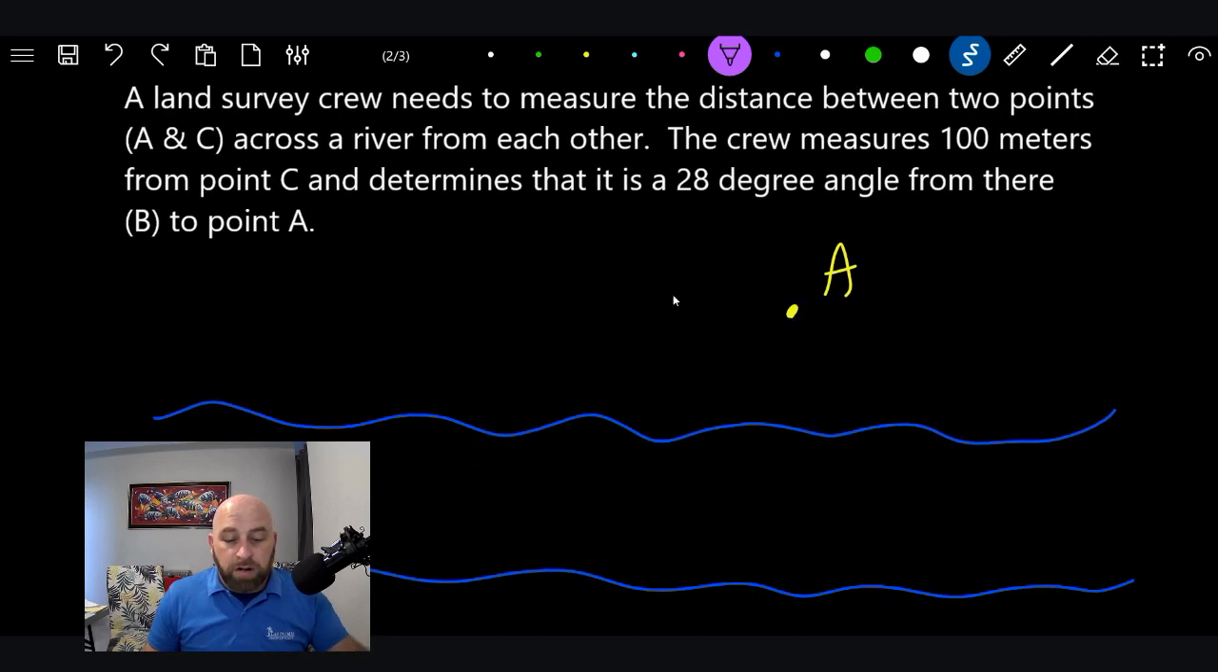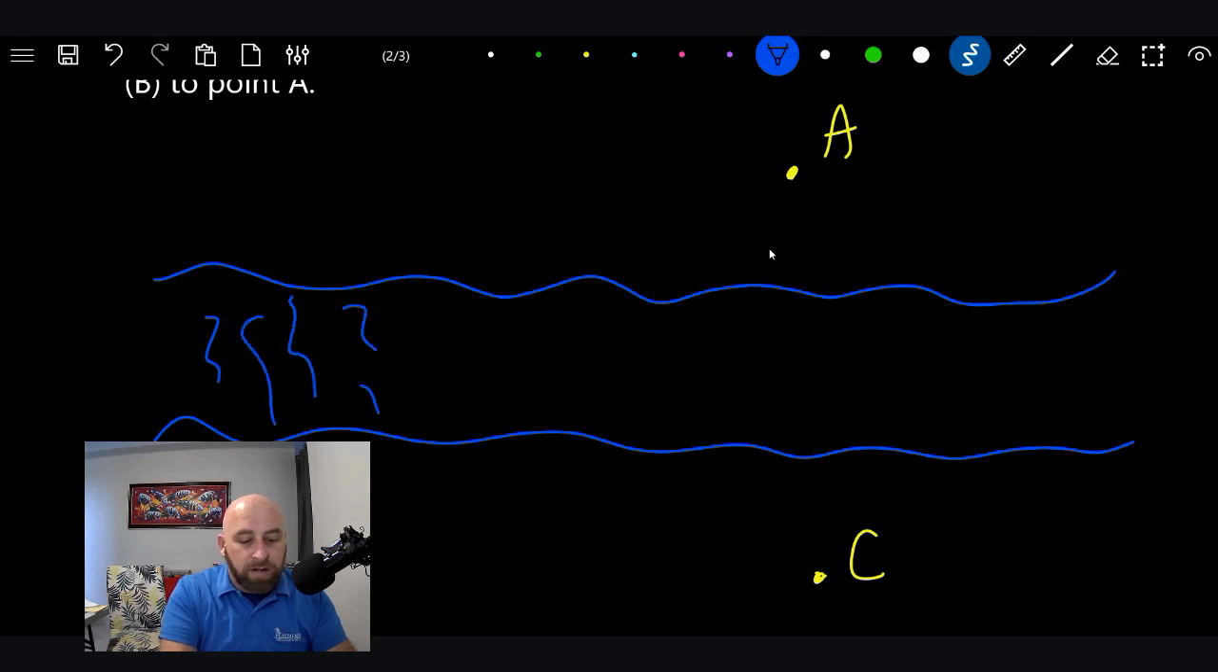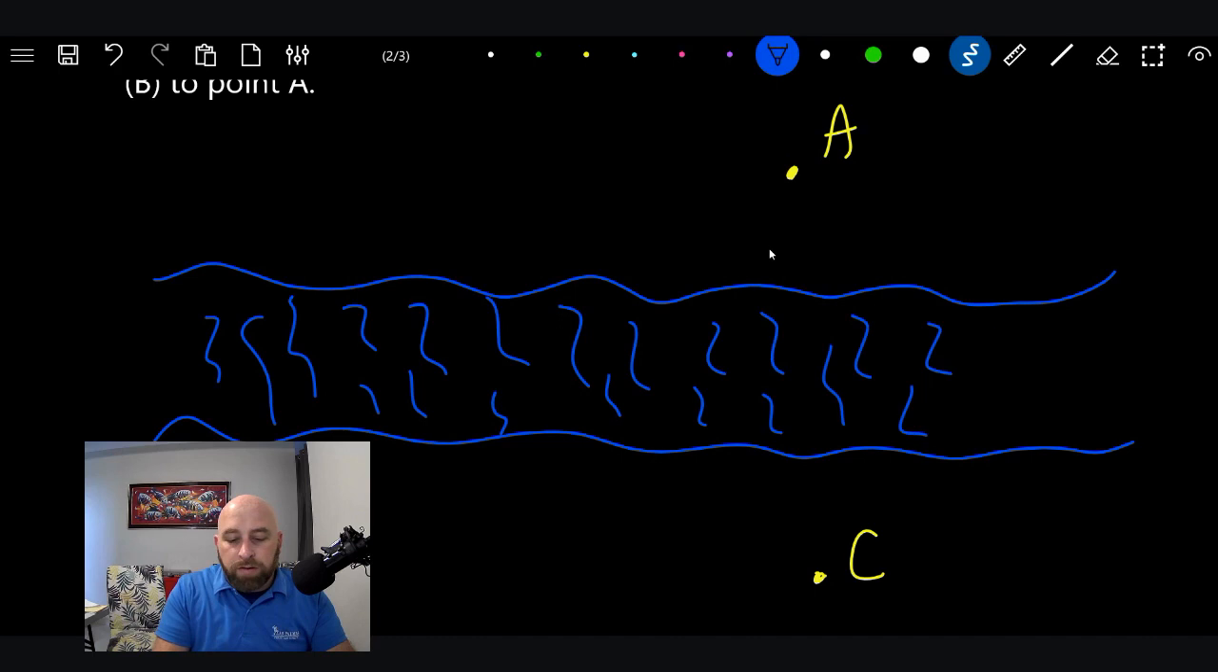So here's our A and C, and they are across the river. This is the river. Isn't that a beautiful river? I guess waves would go like this in the river. I'm not really a very good artist, but I'll do this. So this is our river. It's a beautiful river. Beautiful blue water. And so there's our river, okay?